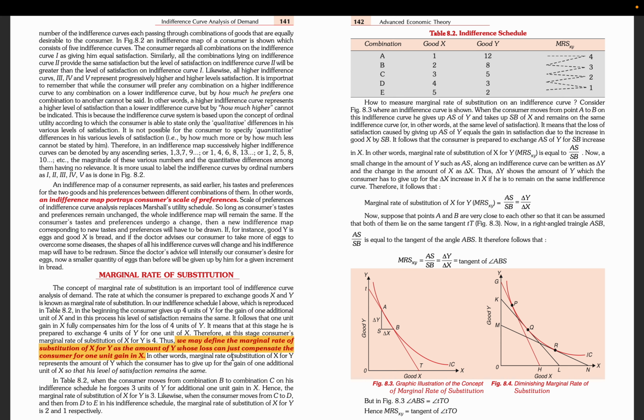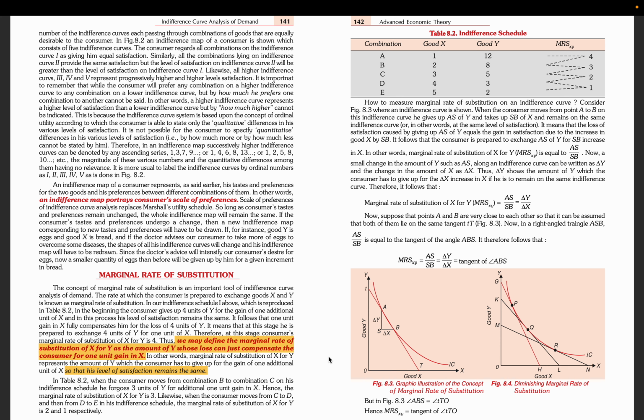In other words, MRS of X for Y represents the amount of Y which the consumer has to give up for the gain of 1 additional unit of X, so that his level of satisfaction remains the same. This is important, right? His satisfaction is going to remain the same, which is why we're saying that it's on the IC, and which is why it's MRS for the whole IC, the slope of the entire IC.